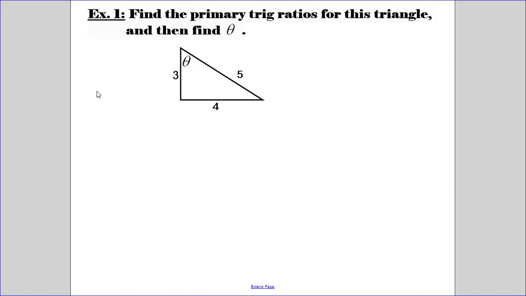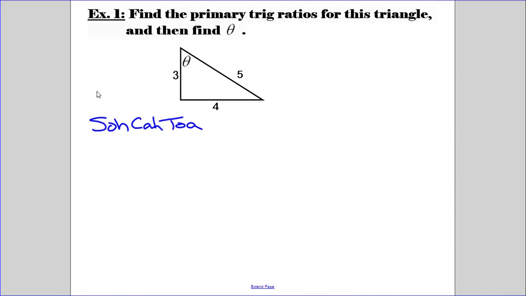So the first thing that we need to do is find these primary trig ratios for this triangle and then find out what theta is. So let's take a second and actually apply what we already know here using our SOHCAHTOA acronym. In order to find our primary trig ratios, we've got sine, cos, and tan.